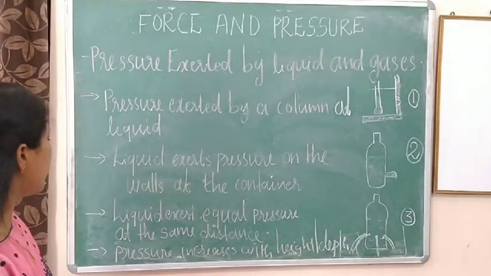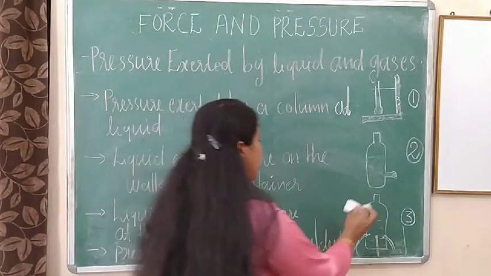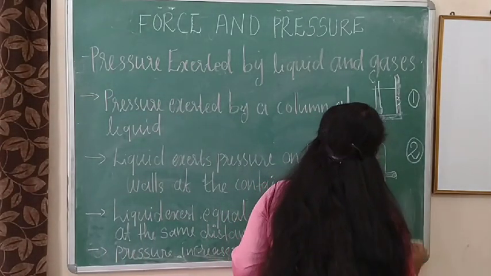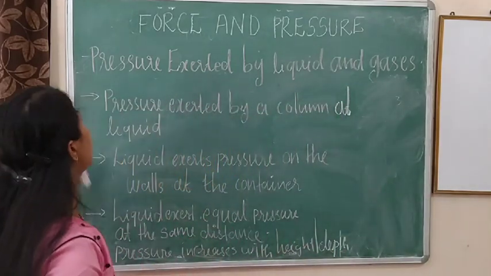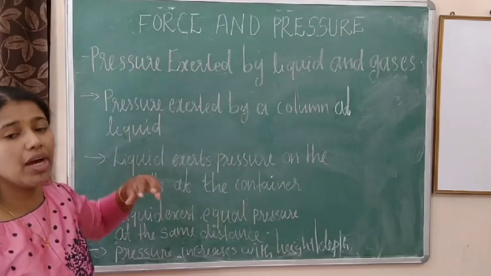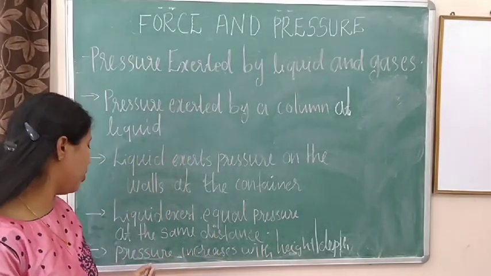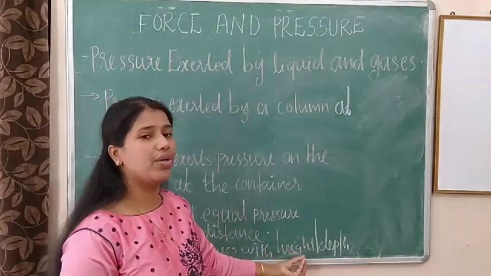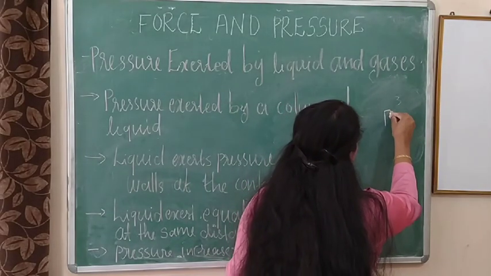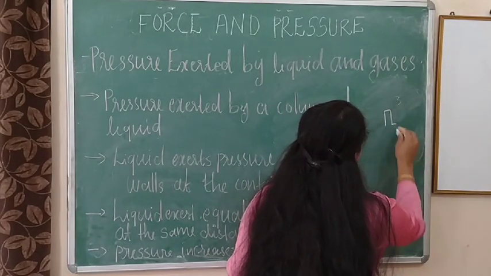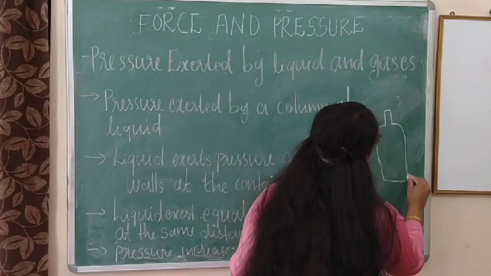Last one is pressure increases with height or depth. We are considering the case of liquid. In an aeroplane, we are told that according to height, pressure will decrease. But in the case of liquid, pressure increases with the height or depth. For example, first we take one big bottle.